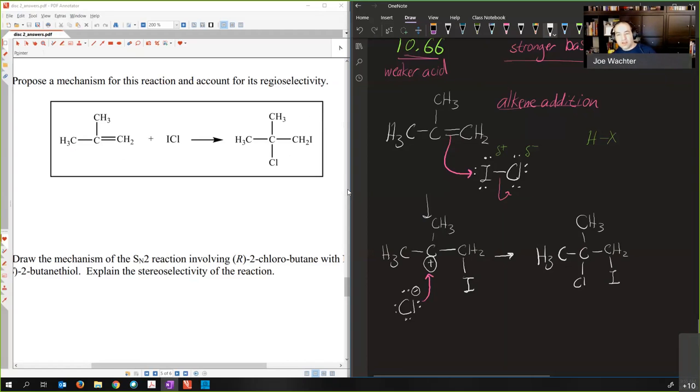So in this case, exactly the same arrows as HX alkene addition, the difference being that there are just different elements there. The actual mechanism is the same. All right, any questions about that?